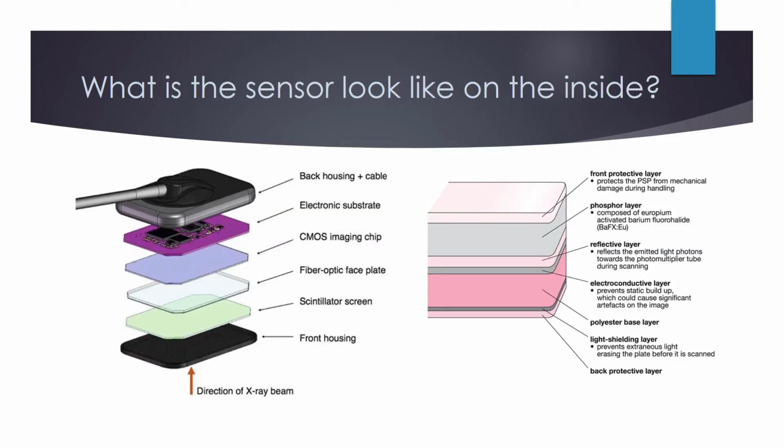So, if you were to look at it from the inside, a sensor, for example a CMOS or a CCD sensor, would have multiple layers to it. It would have a back housing and the cable, an electronic substrate, an imaging chip, a fiber optic face, a scintillating screen, and a front housing. And that's where the X-rays actually strike the sensor. Whereas in the case of a PSP sensor, you would have a front layer, a phosphor layer, a reflective layer, an electroconductive layer, a polyester base, light shielding, and a back protective layer. So all of this is how the sensor looks from inside. This is not something which you really need to know, but it's just for those who are interested in what actually makes up a sensor.